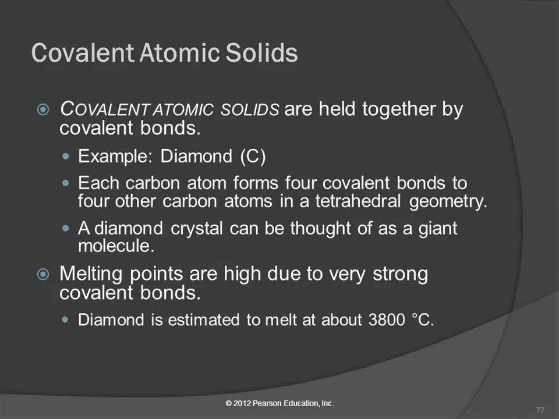The covalent solids, again, I pretty much said all this. Diamonds are estimated to melt at about 3,800 degrees C. It's kind of hard to measure that exactly, but that's what we estimate.